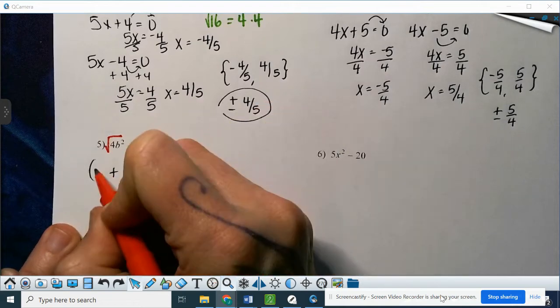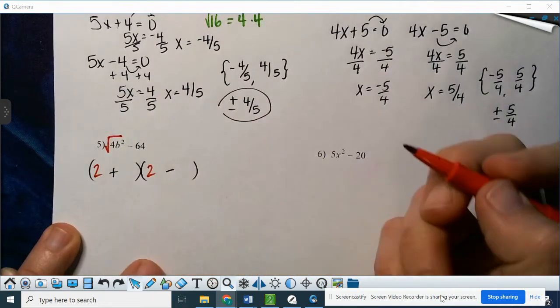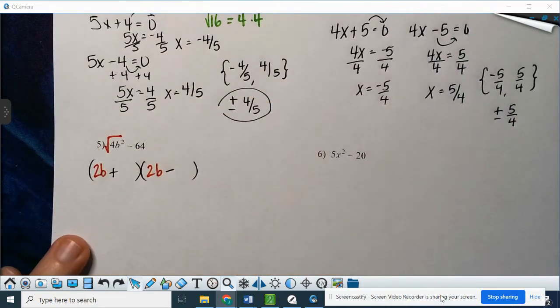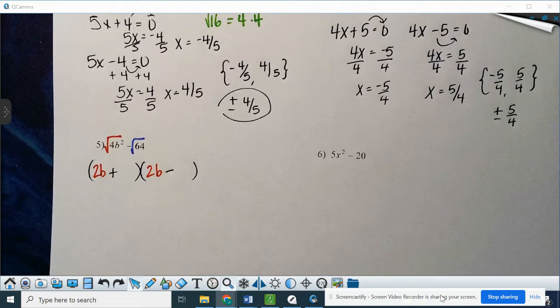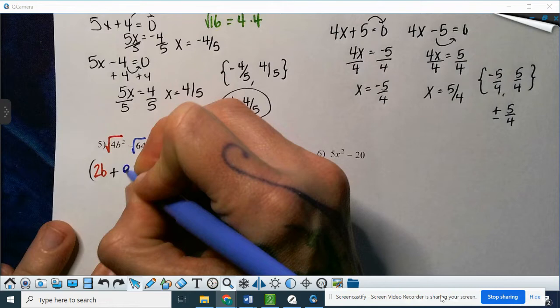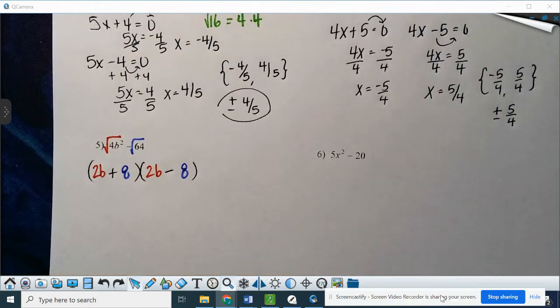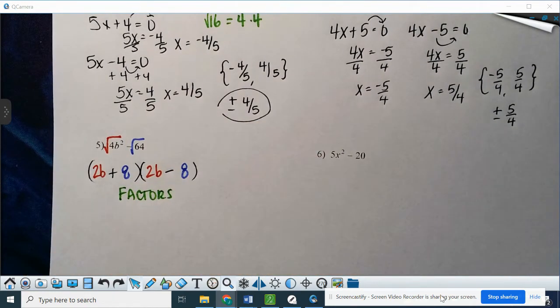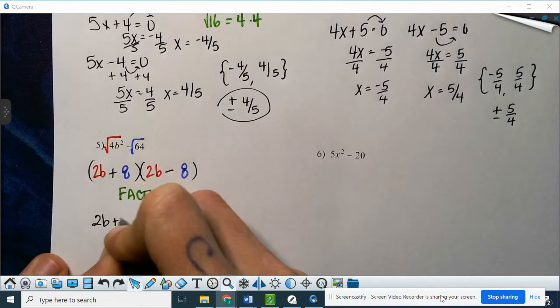Square root of 4 is going to be 2 because 2 times 2 is 4. The square root of b squared is going to be b. So b in both of them. And then we're going to do the same thing with the one in the back. And we're going to take the square root of 64. So what times itself is 64? If you need to, use the calculator and the square root button. So it's going to be 8 and 8. Again, we've now factored. Those are the factors. And then from here, we're going to practice solving. And to solve, we need to set them both equal to 0. So 2b plus 8 equals 0.